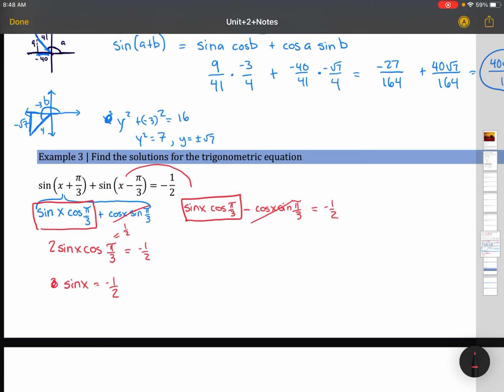We don't have any restrictions here. So we're going to say x is equal to sine inverse of negative 1/2, which is negative pi over 6. And we'll talk more about this in class, but it's just negative pi over 6 right now. So that is our solution.